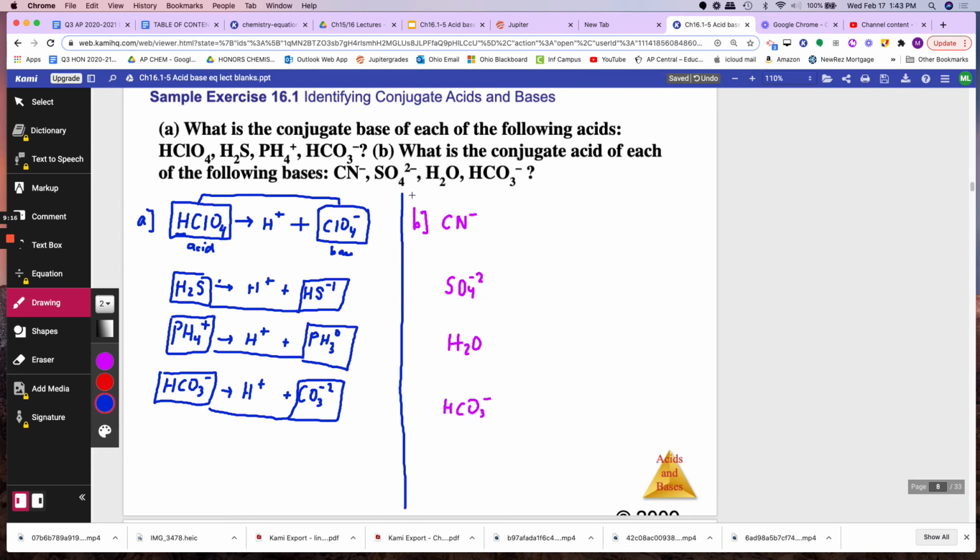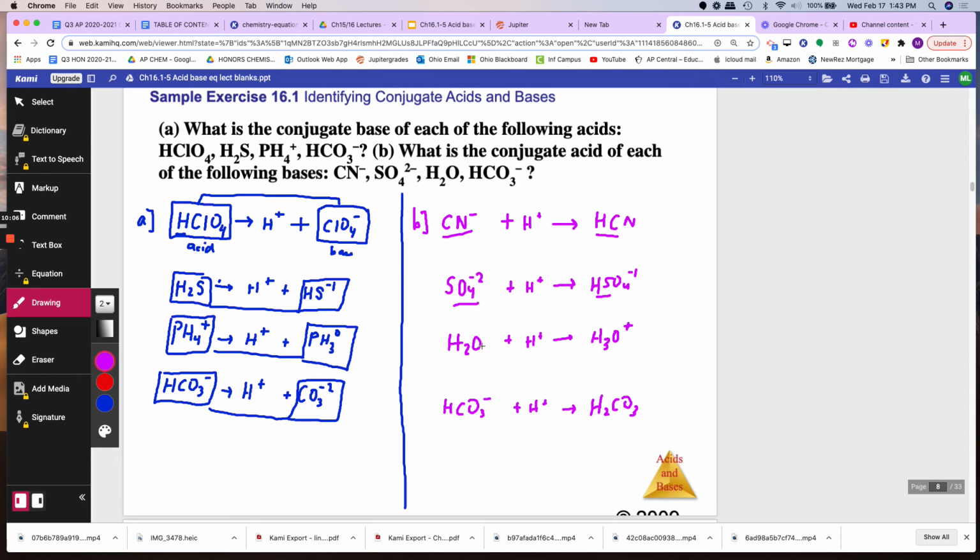Okay, let's try the next one. What is the conjugate acid of each of the following bases? Bases accept H+. So add H+ to all of these, and you will find the conjugate acid. Just put them together. I normally put the H in the front, HCN, add the charge, -1 plus 1 is 0. Okay, pause the video and do the rest. Okay, HSO4 should have a -1. H3O with a +1, the hydronium ion. There are two H's now and a CO3, and now it's neutral. The conjugate pairs are this and this, this and this, this and this, and this and this. Okay?